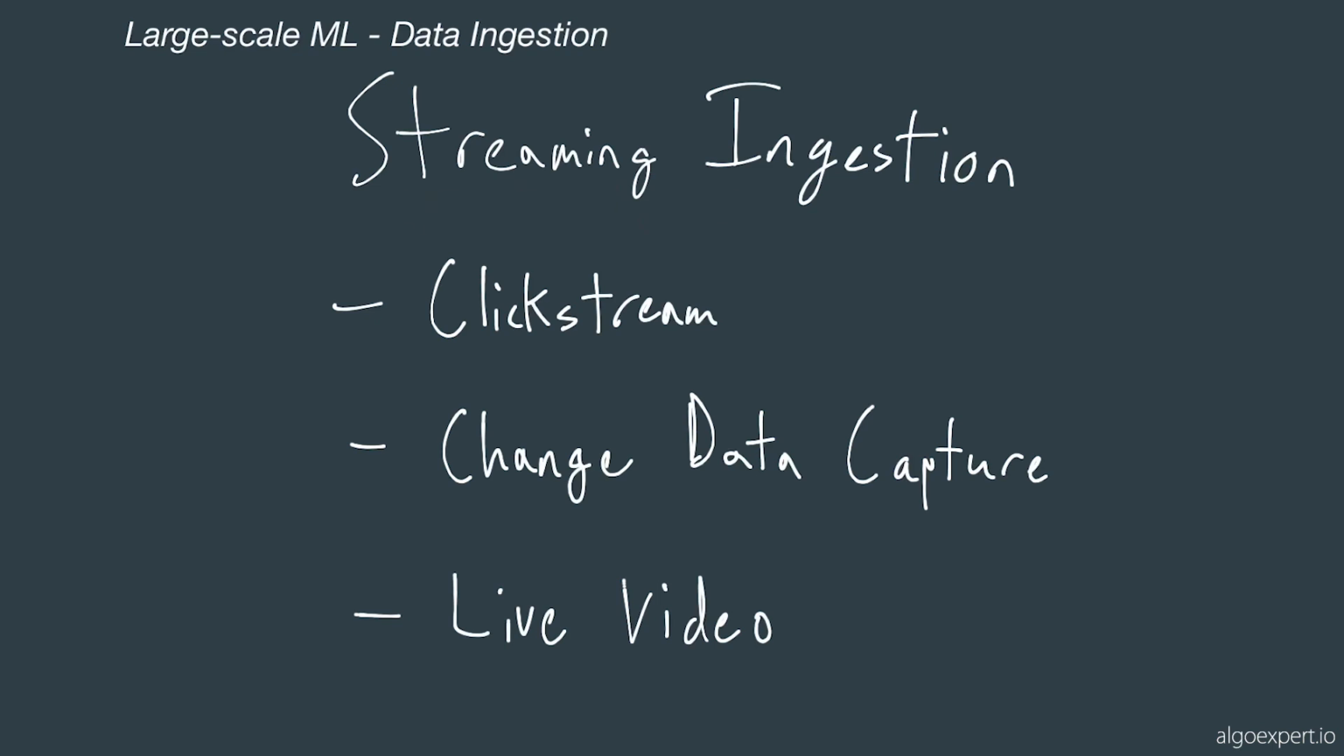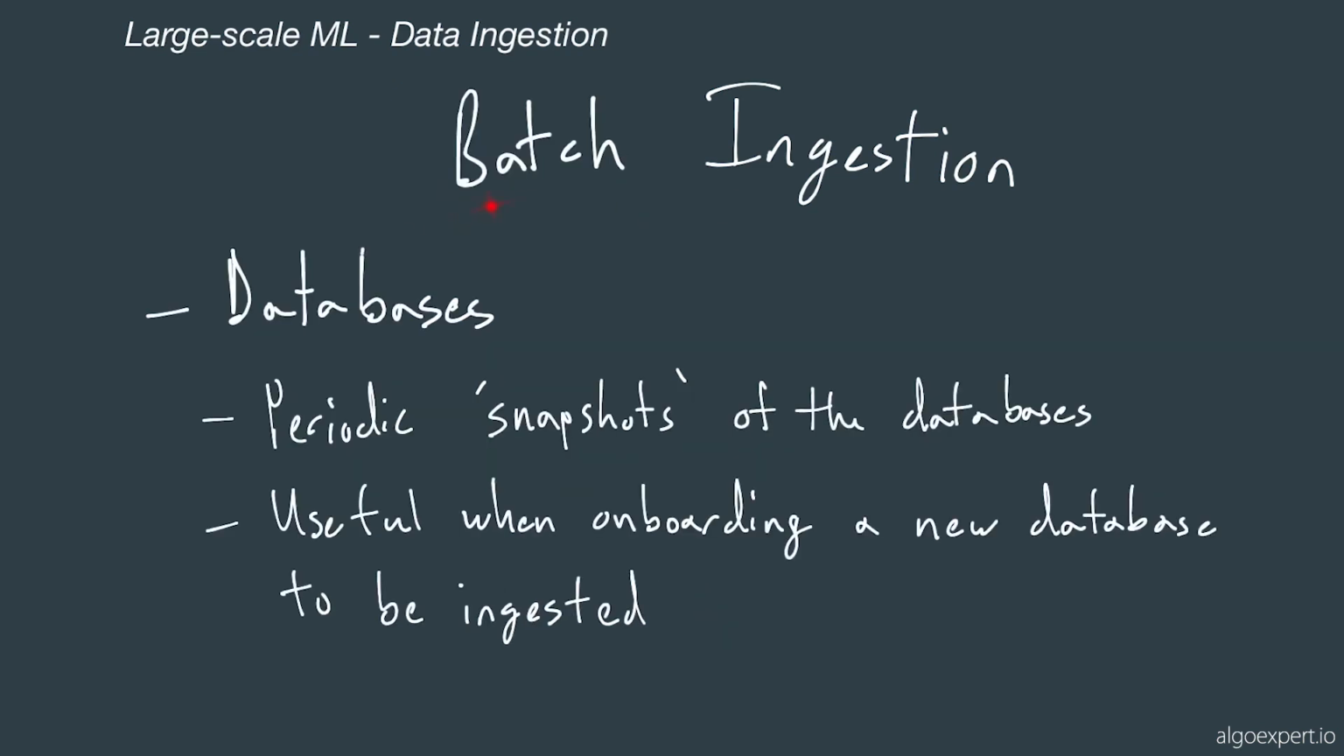So now that we've covered streaming ingestion, let's go ahead and move on to batch ingestion. Batch ingestion can take place when we want a periodic snapshot of some database. This is also useful as a first step for when we want to onboard a database before we use change data capture on it. This allows our storage system to be fully up to date with the database contents before we start keeping track of all the changes to that particular database.